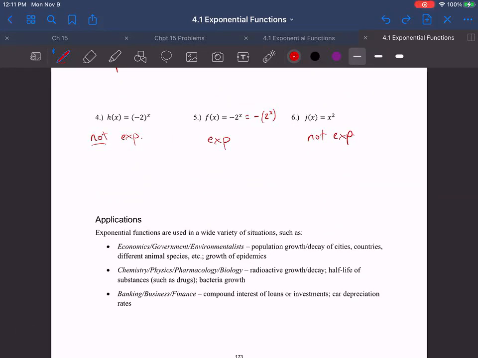Chemistry, physics, stuff like that. It's used in radioactive decay and growth and half-life. It's used a lot in medicine. It comes up a lot in that kind of stuff. It's banking, businesses. It's used for interest.